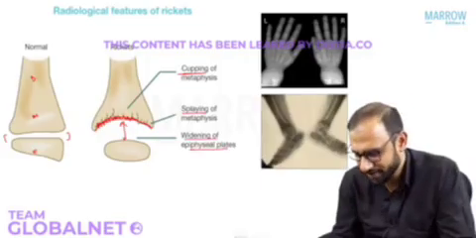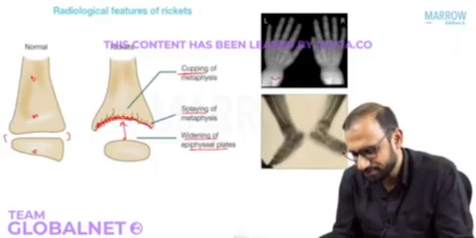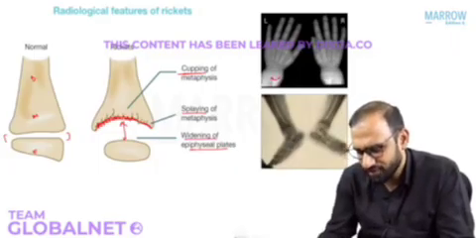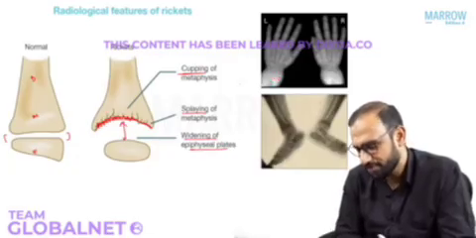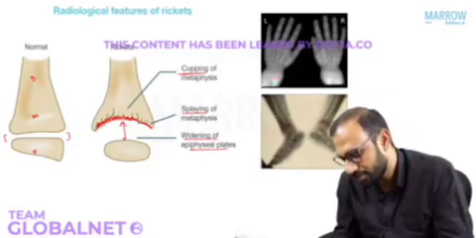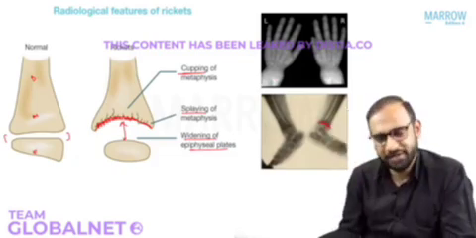Can you notice this on X-ray? There is cupping here, there is splaying, and there is a widening of the growth plate. Look carefully. Let me erase this. There is cupping, splaying. Again, look at this X-ray. Cupping, splaying, and there is widening of the growth plate.